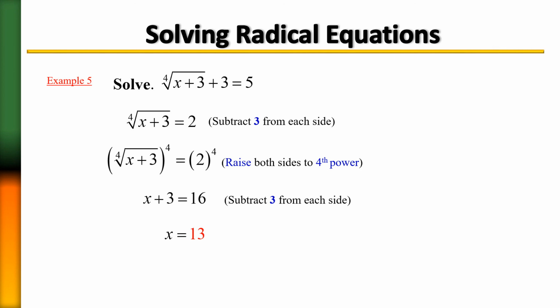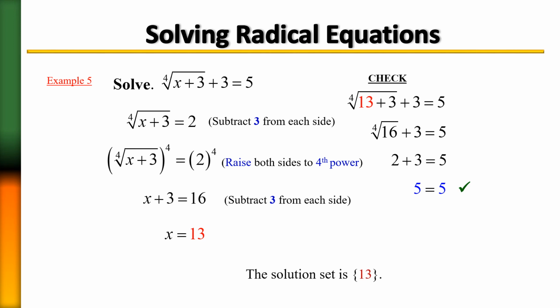Our last step now is to check this solution and see if we get to keep it or if we throw it out. So into the original equation, we're going to remove the x and replace it with 13. When we do so, if you look through and see the math, you will see that it does check out. So therefore, 13 is indeed the solution to this equation. And there you have it, solving radical equations.